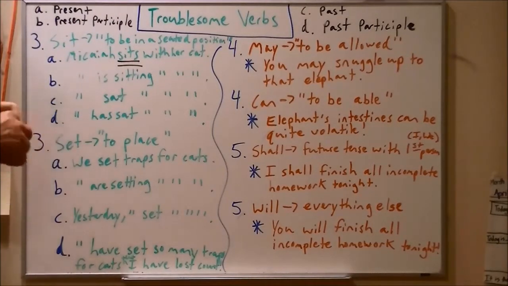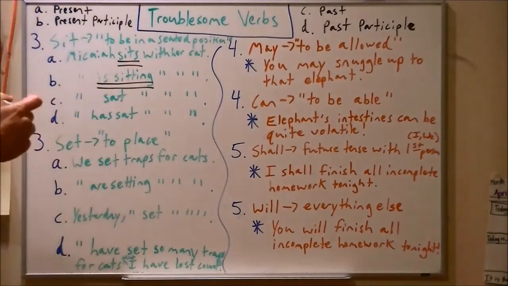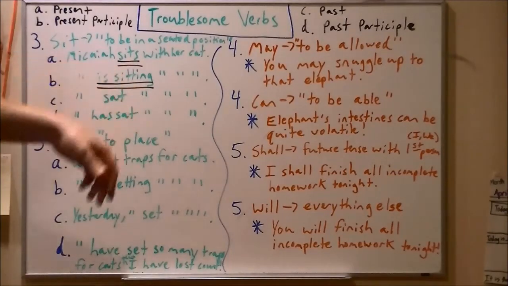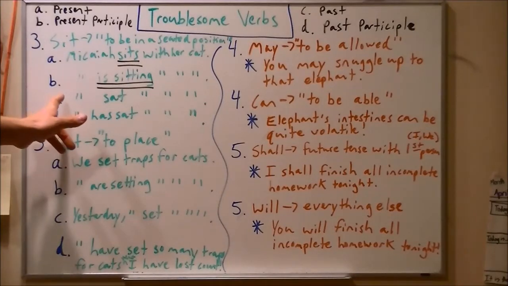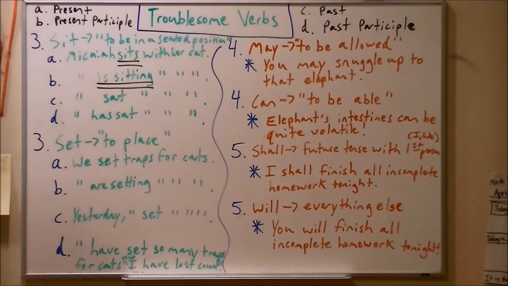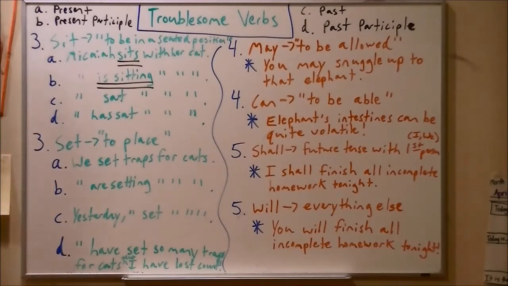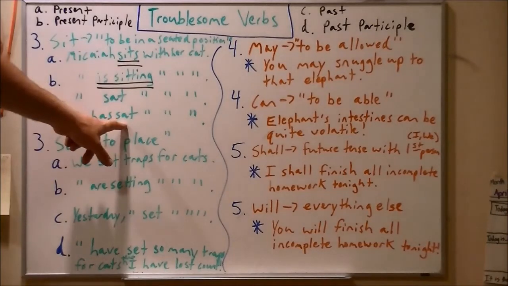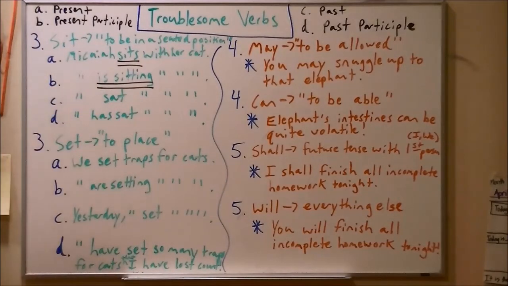So Micaiah sits with her cat. If I want to do a present participle, I would say Micaiah is sitting. So just add ing, and because it ends in a consonant, remember the rule, we add a t to it before ing. Past tense is Micaiah sat, S-A-T, with her cat. And for past participle, we simply add an H-A verb to help it out. So Micaiah has, in the past, sat, S-A-T. So sat does not change from past to past participle. The only thing that changes is your H-A helping verb.